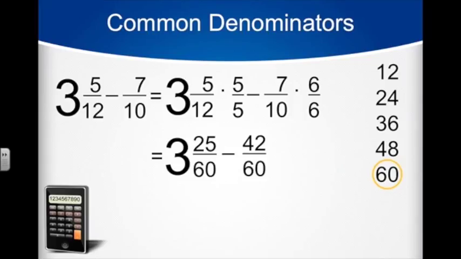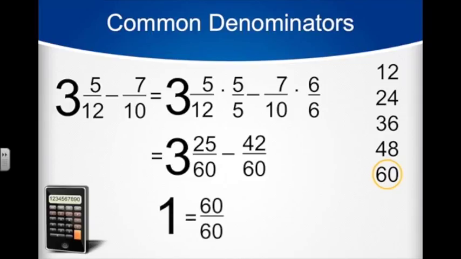Here's where the extra level of complexity occurs. If we try to subtract at this point, 3 minus 0 is 3, and 25 minus 42 is a negative 17. So we would get a positive 3 with a minus 17/60. Now, while it is possible to get our final answer from here, it's actually easier if we do this problem another way.